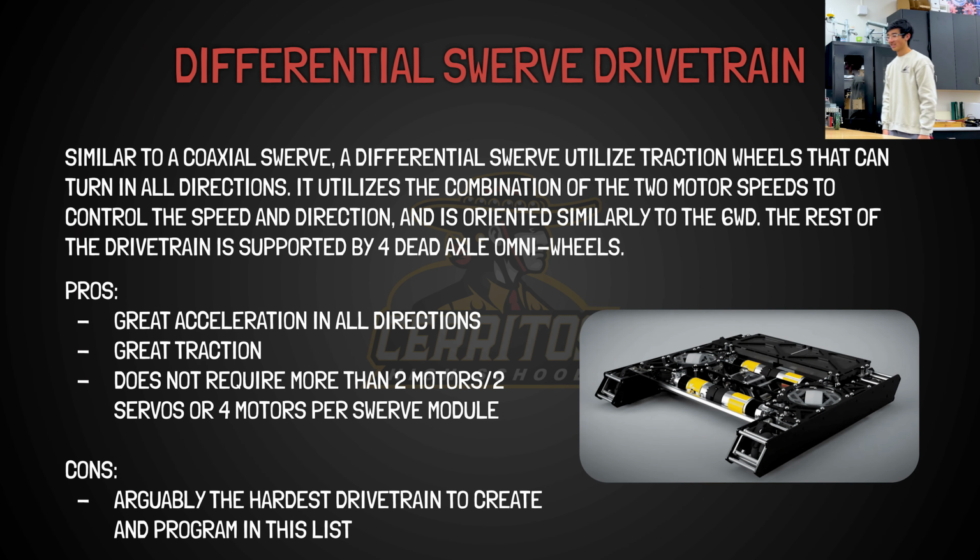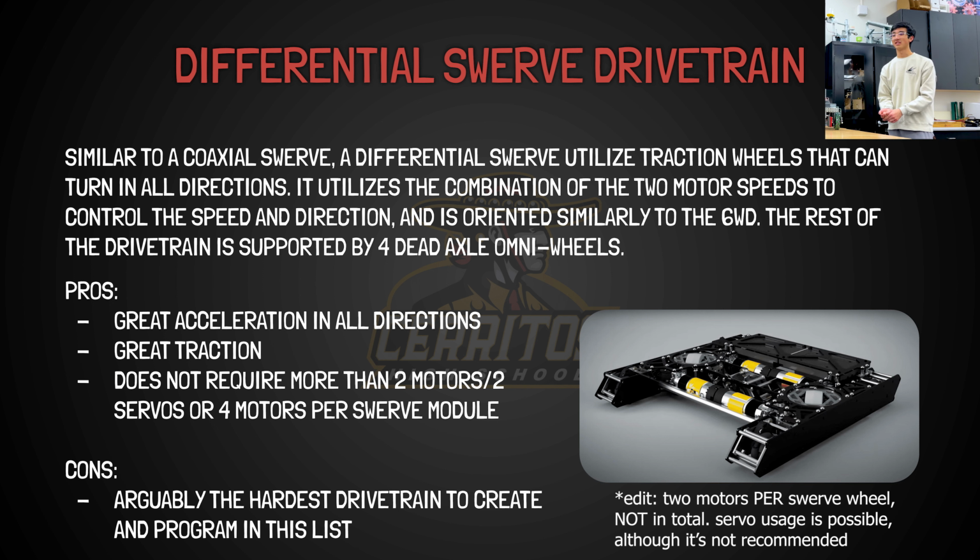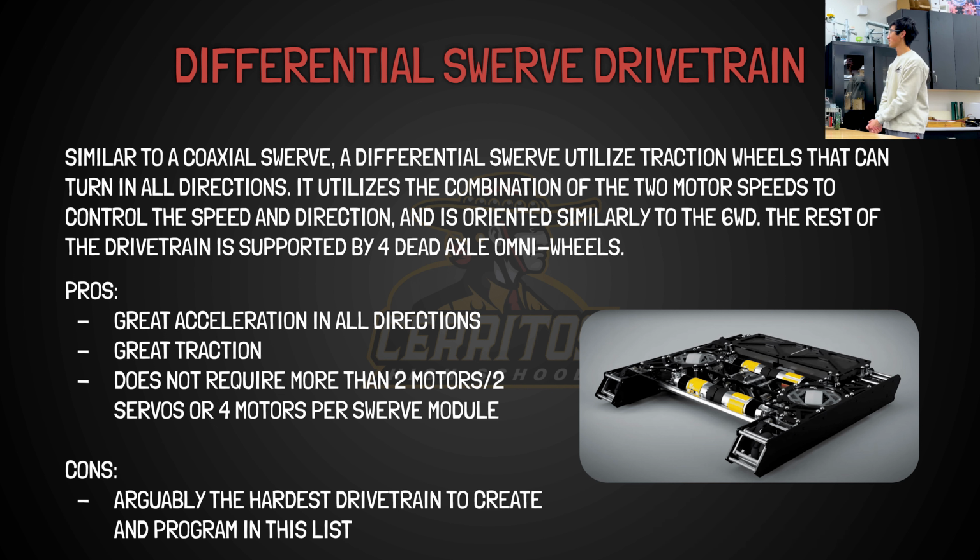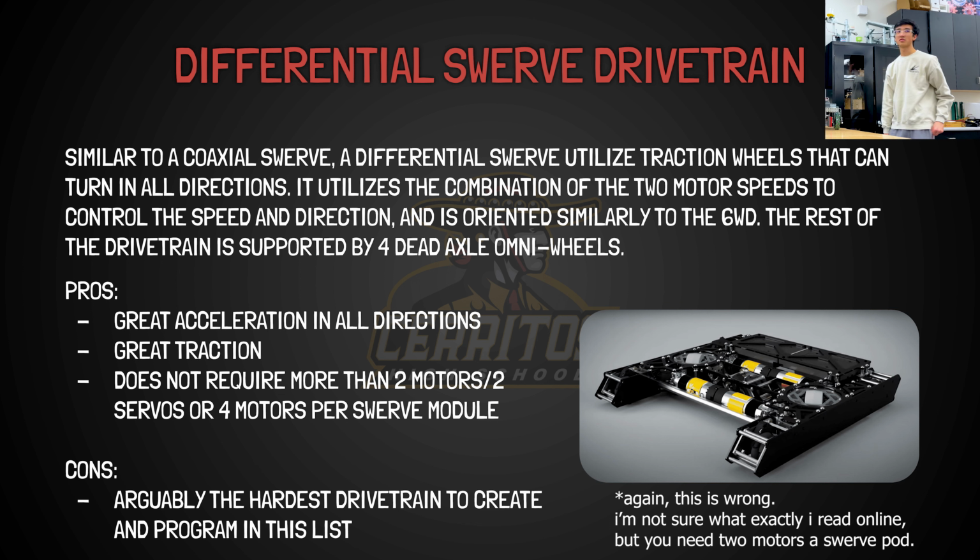And then a differential swerve drivetrain is a lot like a coaxial drivetrain, except it only uses 2 swerve wheels instead of 4, which means only 2 motors. So it's actually really crazy that you can have a swerve drivetrain with only 2 motors, which can save a lot of space. That shows 4 motors, but from the research I found, you can do 2 motors too.